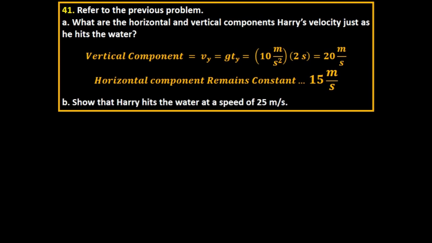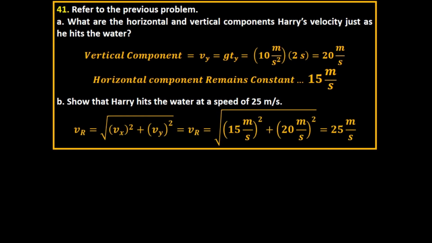Now, show that Harry hits the water at a speed of 25 meters per second. Well, 3 times 5 is 15, and 4 times 5 is 20, and 5 times 5 is 25. So it's actually a 3, 4, 5 triangle. So if you take the square root of the sum of 20 squared plus 15 squared, you'll see that it's 25 meters per second. Or you could just simply cite the 3, 4, 5 triangle.